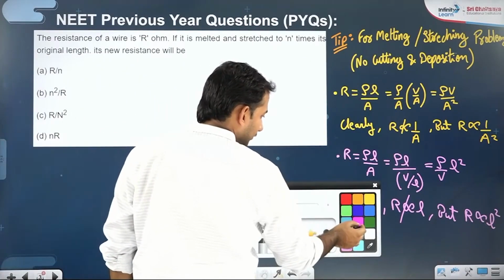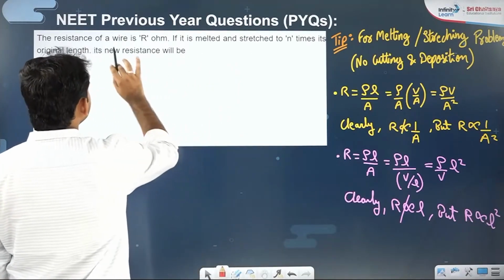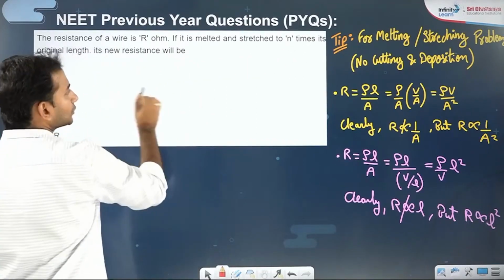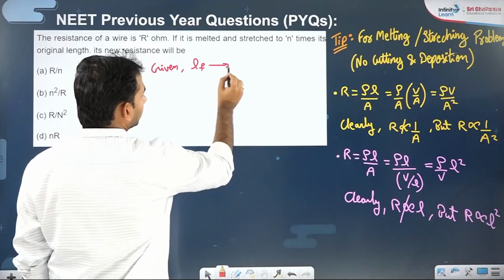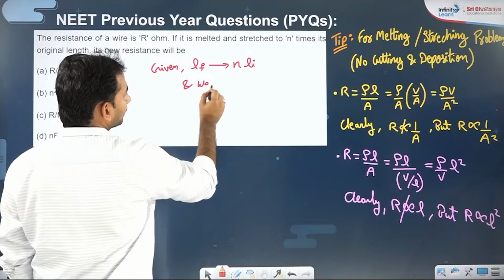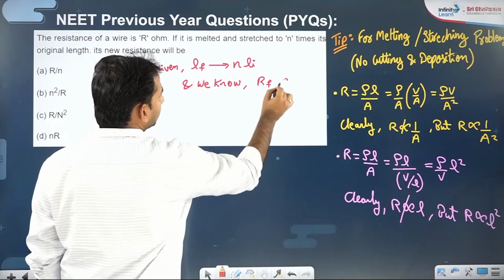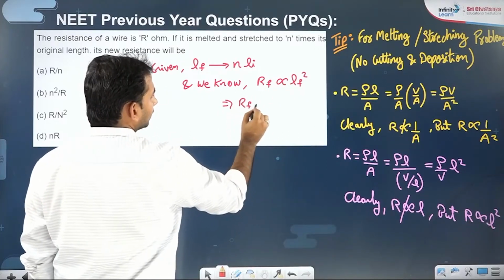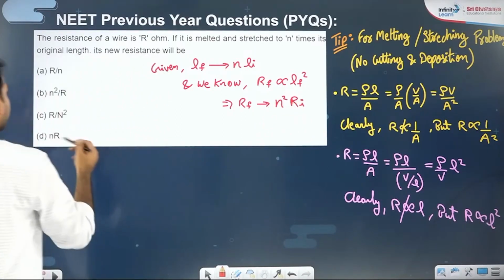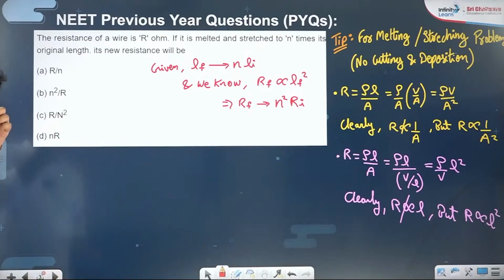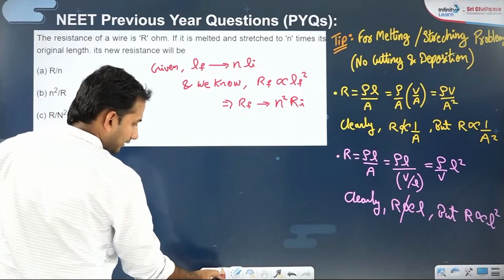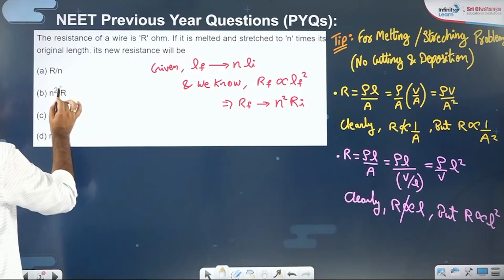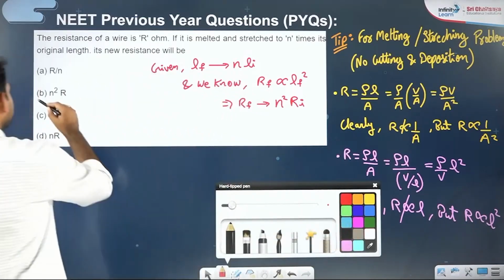So let us conclude. I think we have understood what I was saying. The resistance of the wire is R ohm. It is now made n times its original length. Given that length final will be n times length initial. And we know that for these type of problems, R final is directly proportional to L final square. This implies R final will become n square into R initial, and hence the correct option is n square R. I think one of the options has been misprinted; I'll just correct this option. Yeah, so the correct option is now n square R.